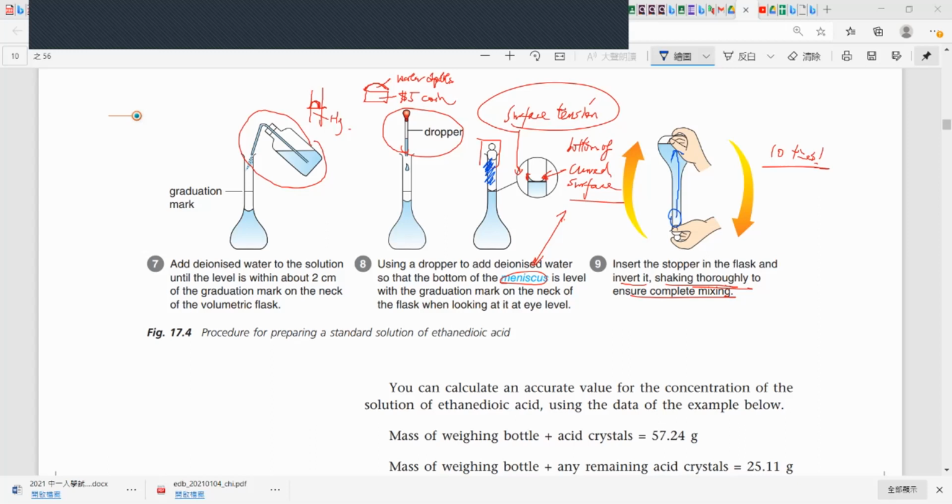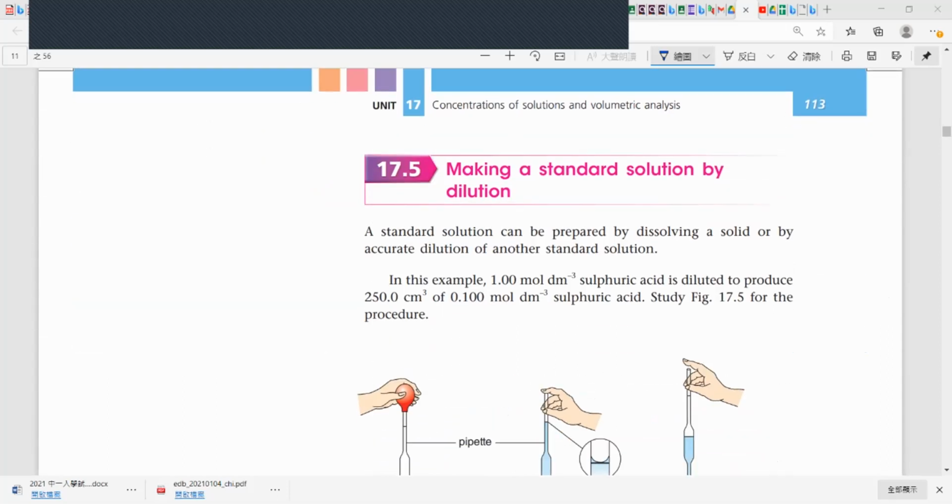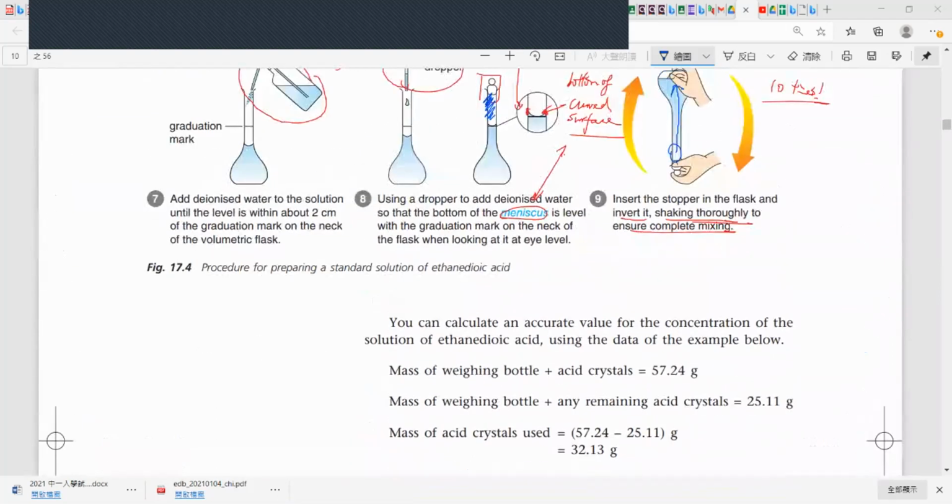Now, even though you do this, those solutions which stay in the bottom will not get mixed so thoroughly. Can you get my point? Only by this. You're going to do such action 10 times. Is that clear? So this is the first part.